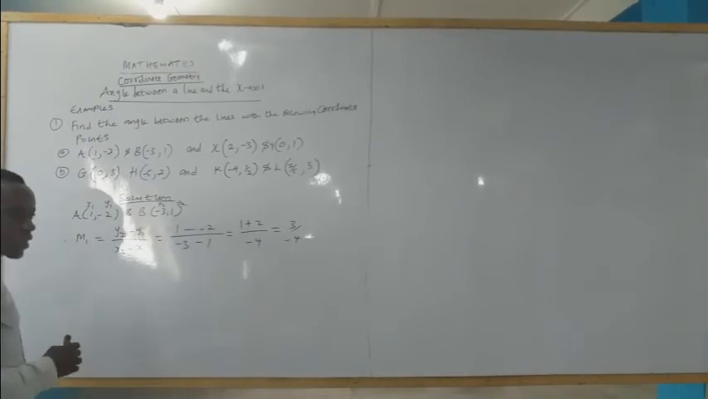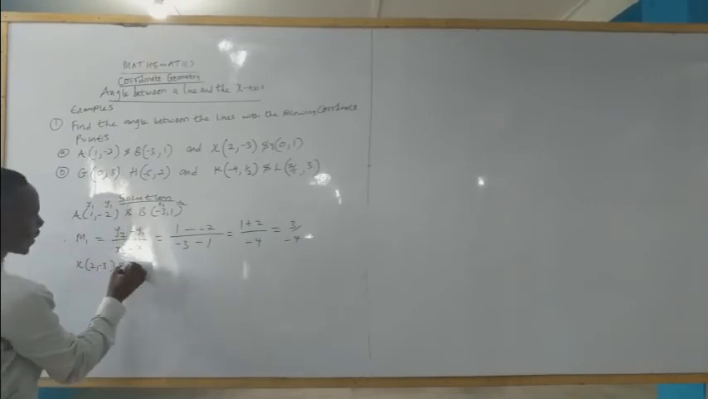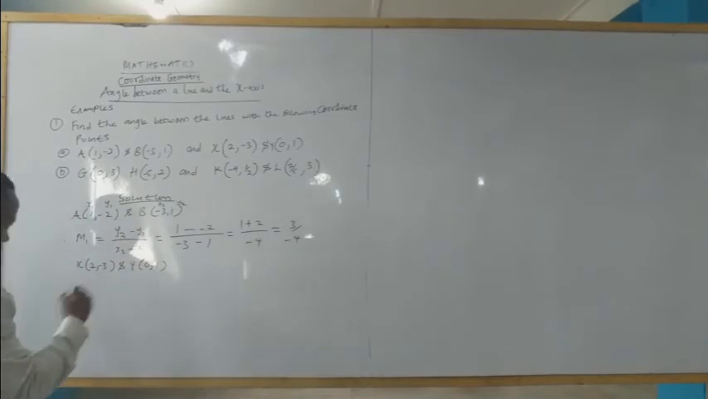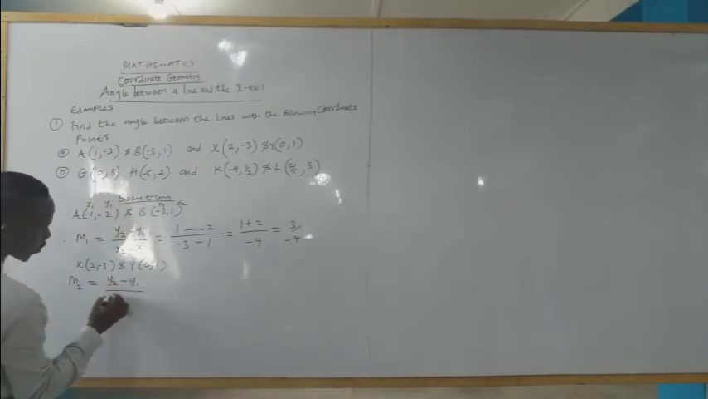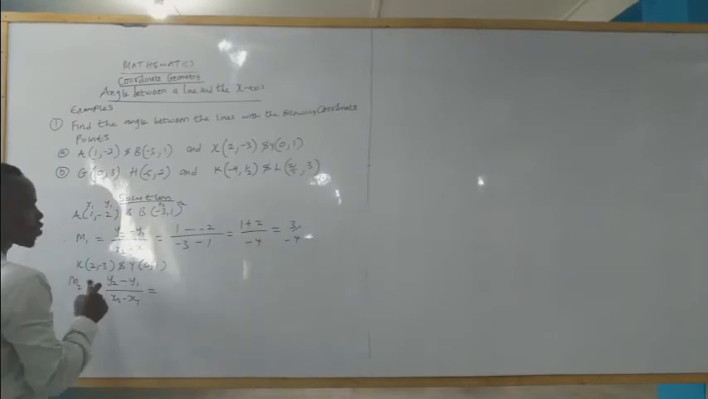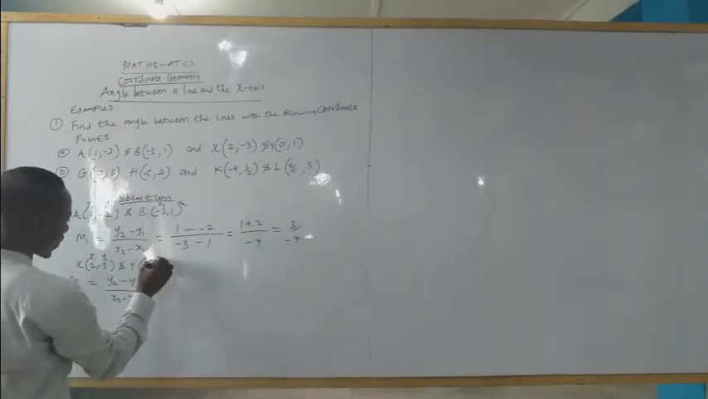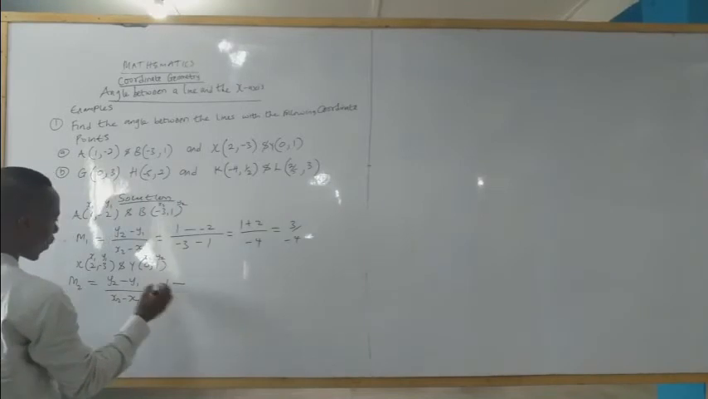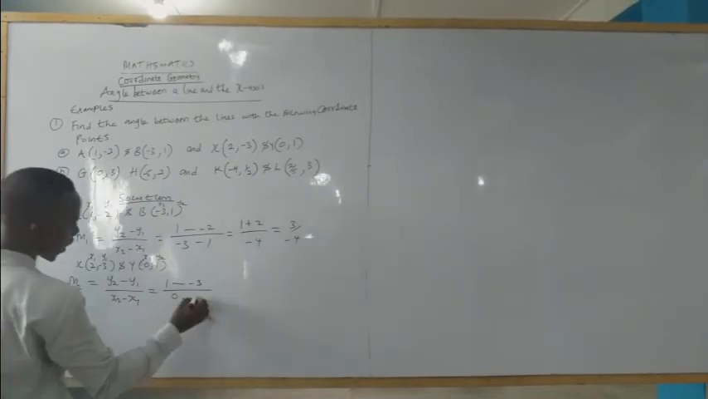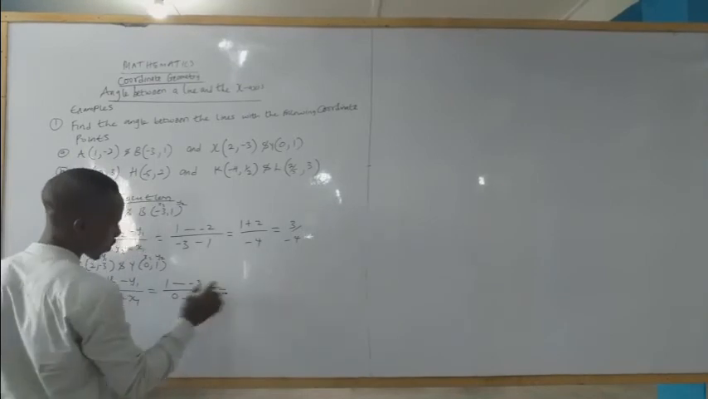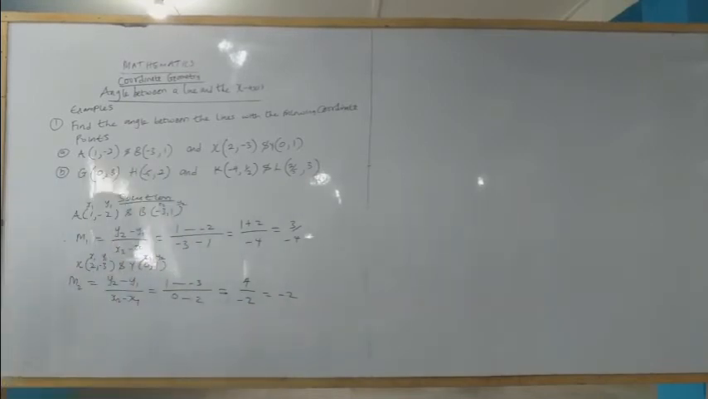So that's our first gradient. Taking the second one, say S2 comma minus 3 and Y 0 comma 1. Calculating the gradient for this, M2 is equal to the same way, Y2 minus Y1 over S2 minus S1. Our Y2 is 1 minus our Y1, minus 3, over S2, which is 0, minus S1, 2. So this gives us 4 over minus 2, which is equal to minus 2. So we have M1 and M2.